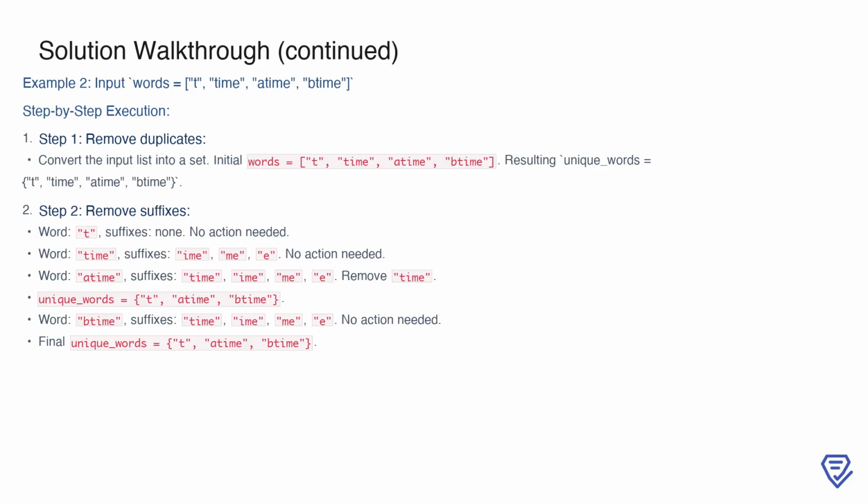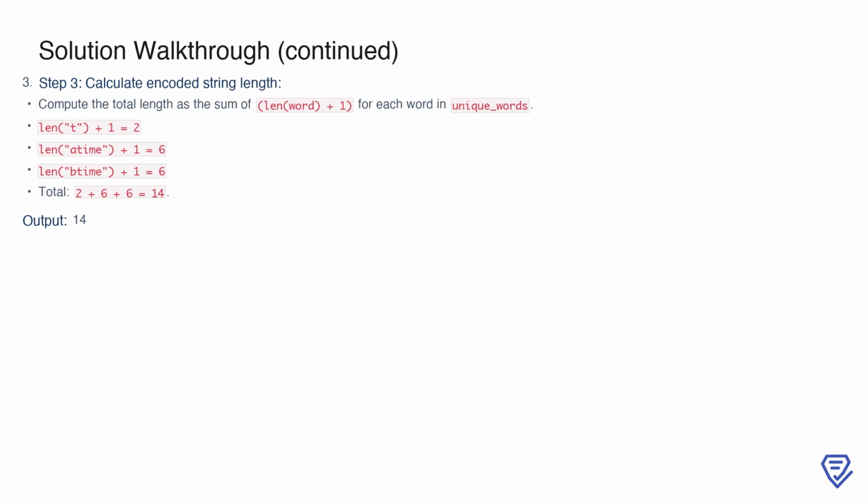Finally, for time, the suffixes are time, ime, me, and e, none of which are in the set, so no further changes are needed. The final set is unique_words = {"t", "a time", "time"}. With the final set of unique words determined, we calculate the encoded string length. For each word in unique_words, we add the length of the word plus 1 for the hashtag character.